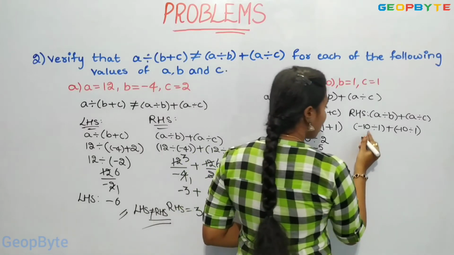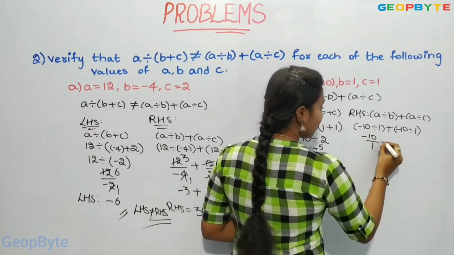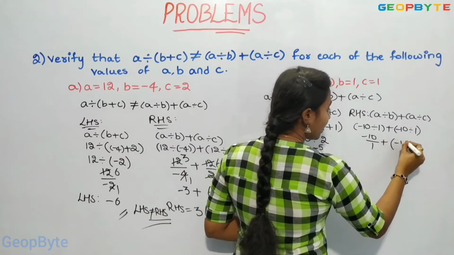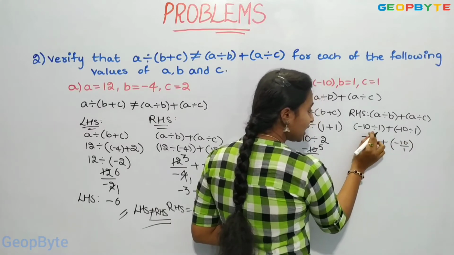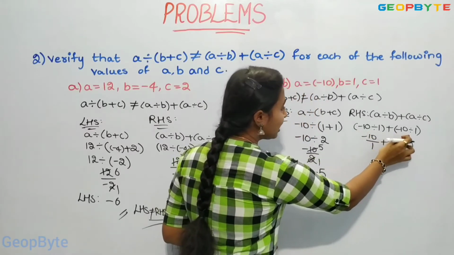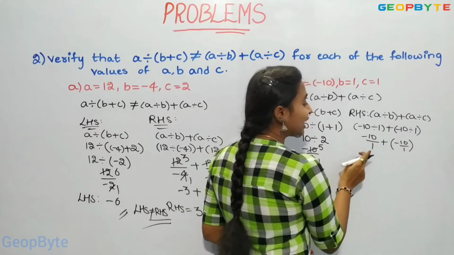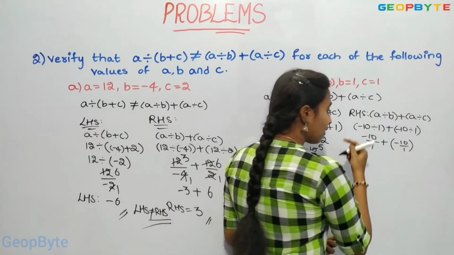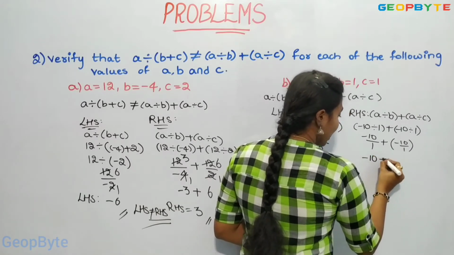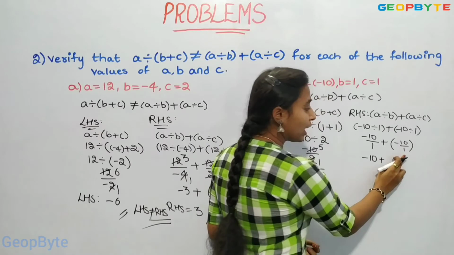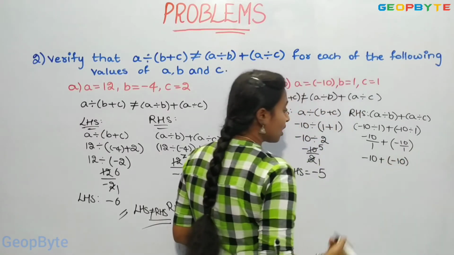Now let us solve. We can write this as minus 10 by 1 plus minus 10 by 1, right? We have minus 10 divided by 1, minus 10 divided by 1. We can write like this. Now we got 10 by 1 is 10. We have the minus sign, that is minus 10, plus the same. We have 10 by 1, 10. We have the minus sign, minus 10.